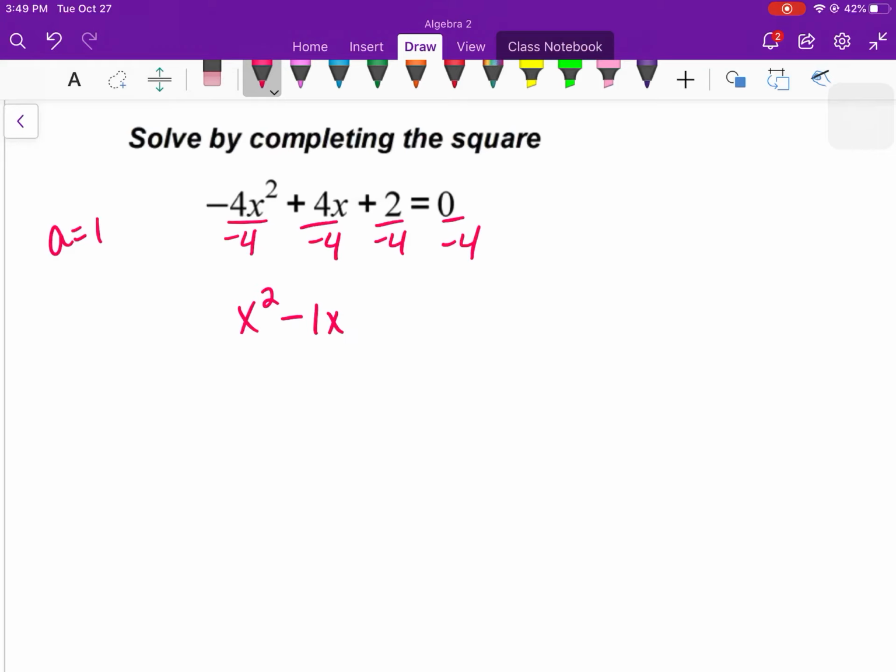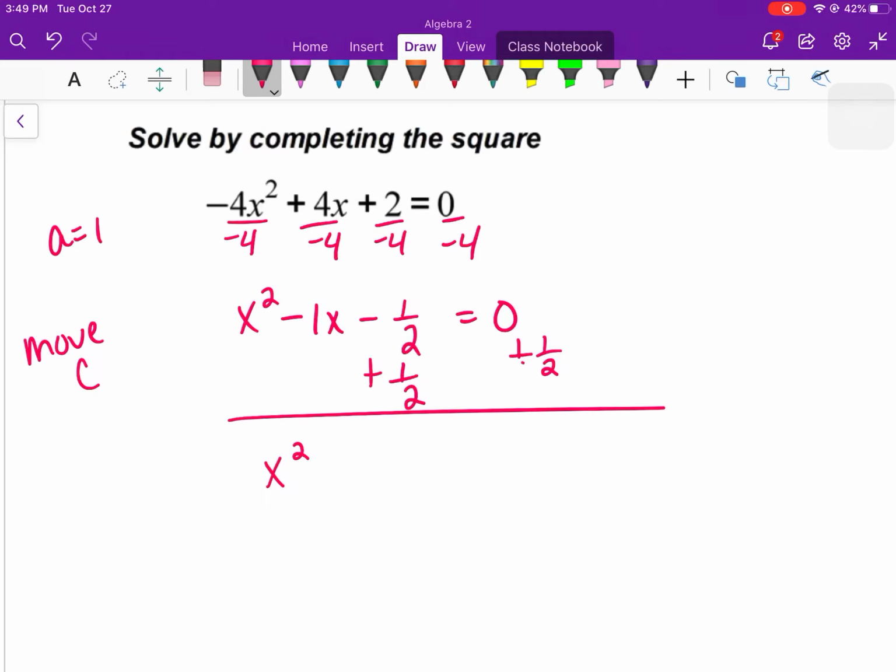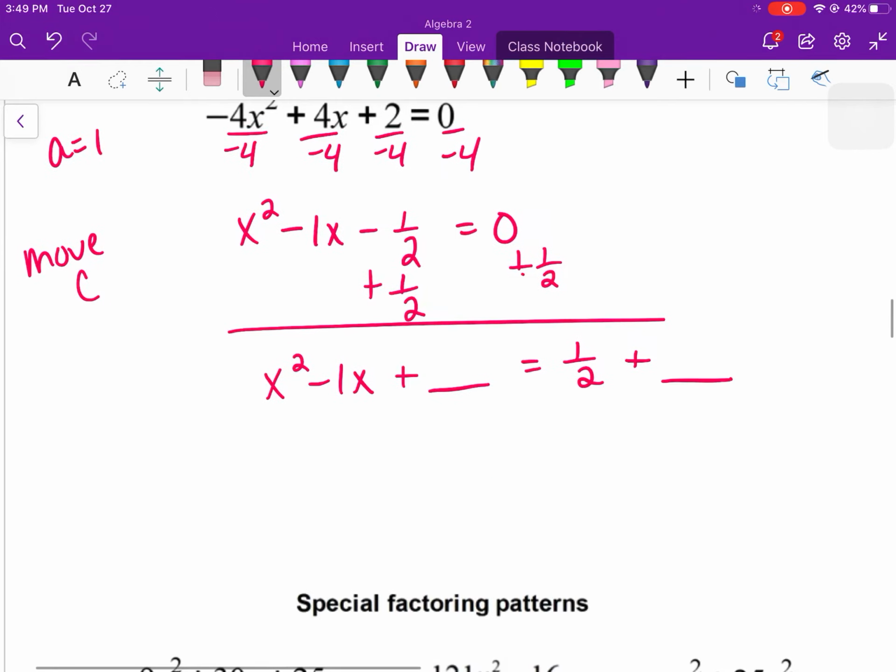That gives me x squared minus 1x minus 2 divided by 4 is a half, and 0 divided by 4 is 0. Then I have to move the c value to the other side, so I have to add a half to each side. So I'm going to get x squared minus 1x, and I am going to add my plus blanks, 1/2 plus blank.